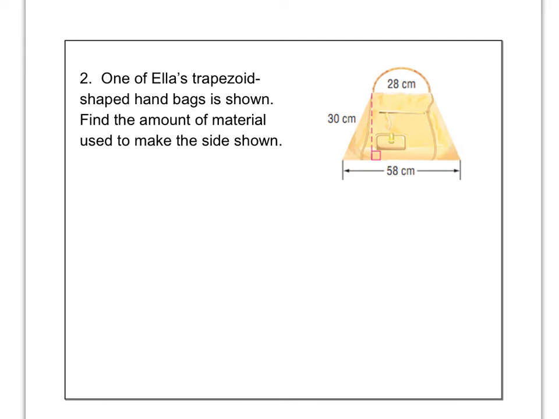Number 2, one of Ella's trapezoid-shaped handbags is shown. Find the amount of material used to make the side shown. So in other words, we need to find the area of one side of this handbag or purse. It looks like it's a trapezoid, and it says it's a trapezoid. And so we're going to use our formula, height times base 1 plus base 2, divide by 2.